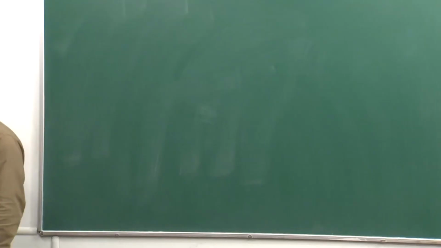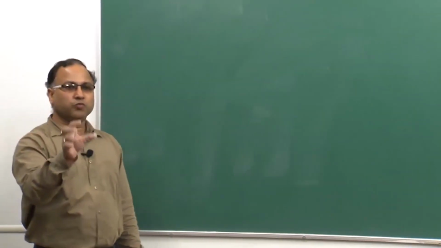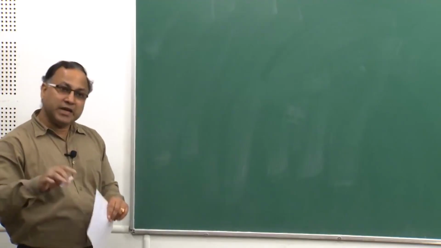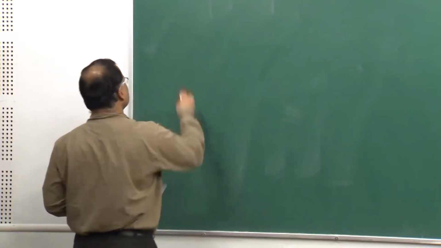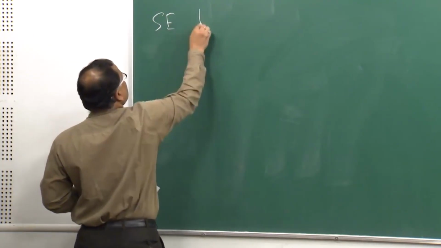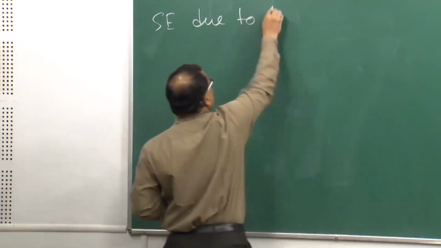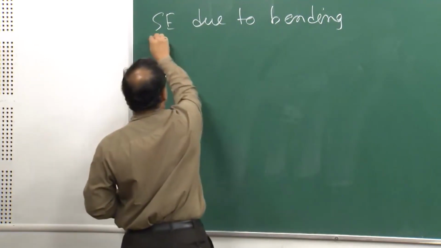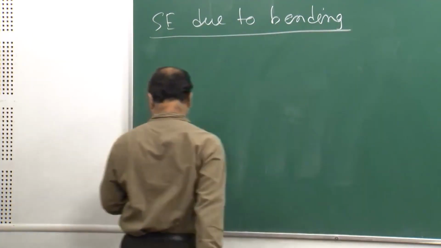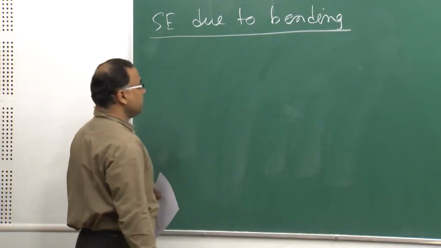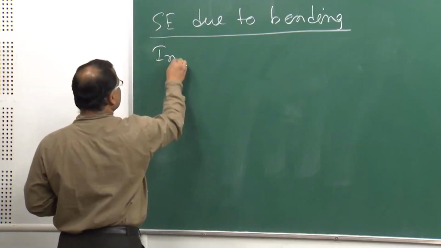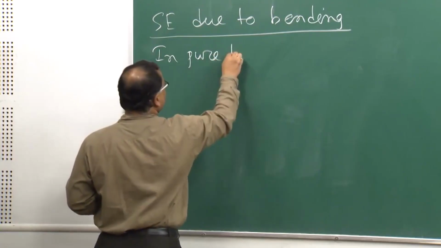First we will talk about strain energy only due to pure bending, and then we will talk about strain energy due to bending as well as shear, if they are acting. So, strain energy due to bending. In pure bending, first we will talk about the total strain energy.